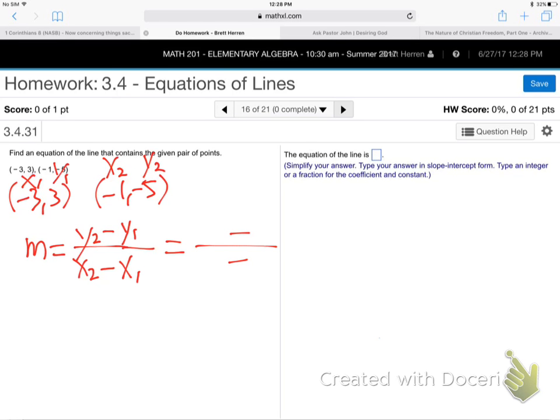So y2 is negative 5 minus 3, right? And then negative 1 minus negative 3. See the double negative? You got to see that, right? Because it's negative 1 minus negative 3. There's the negative from the formula and then the negative that's on the 3. If you miss that, it's ball game over.